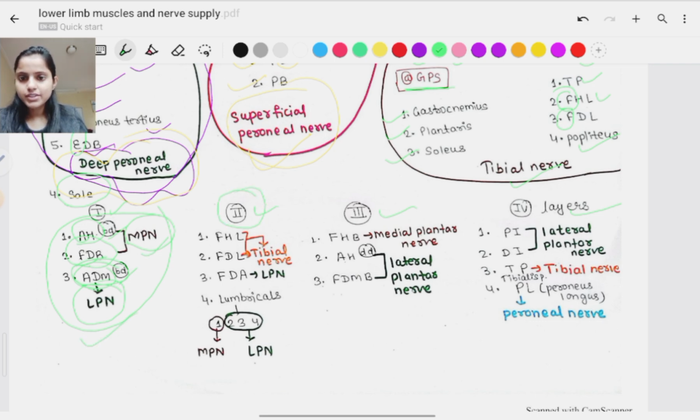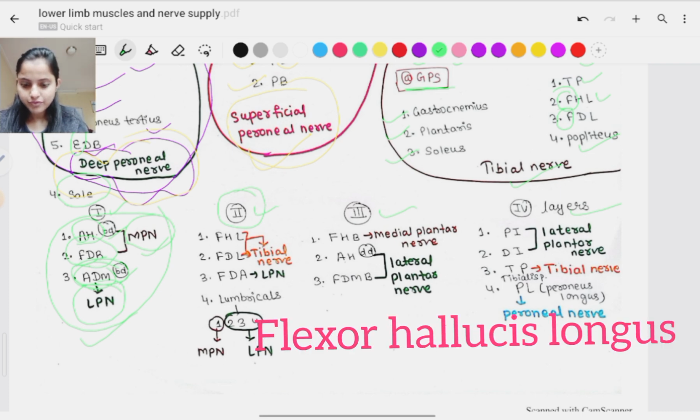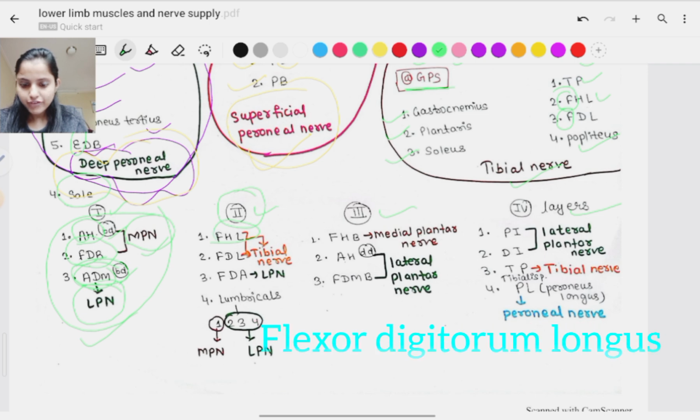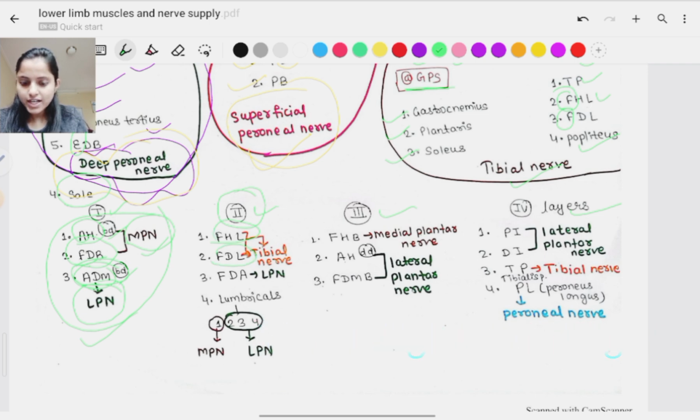In the second layer of the sole, we have four muscles: flexor hallucis longus, flexor digitorum longus, flexor digitorum accessorius, and lumbricals. We have four lumbricals: 1, 2, 3, 4. Flexor hallucis longus and flexor digitorum longus are supplied by the tibial nerve. Flexor digitorum accessorius is supplied by the lateral plantar nerve. The first lumbrical is supplied by the medial plantar nerve, and 2, 3, 4 are supplied by the lateral plantar nerve.